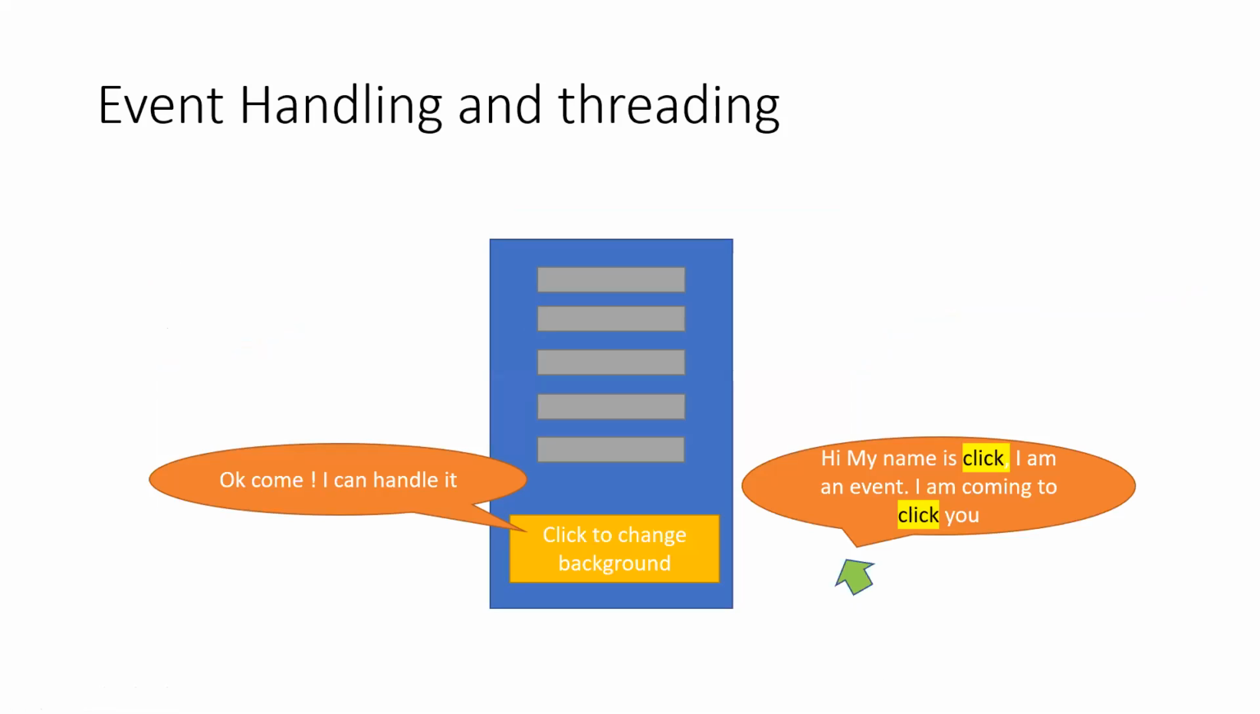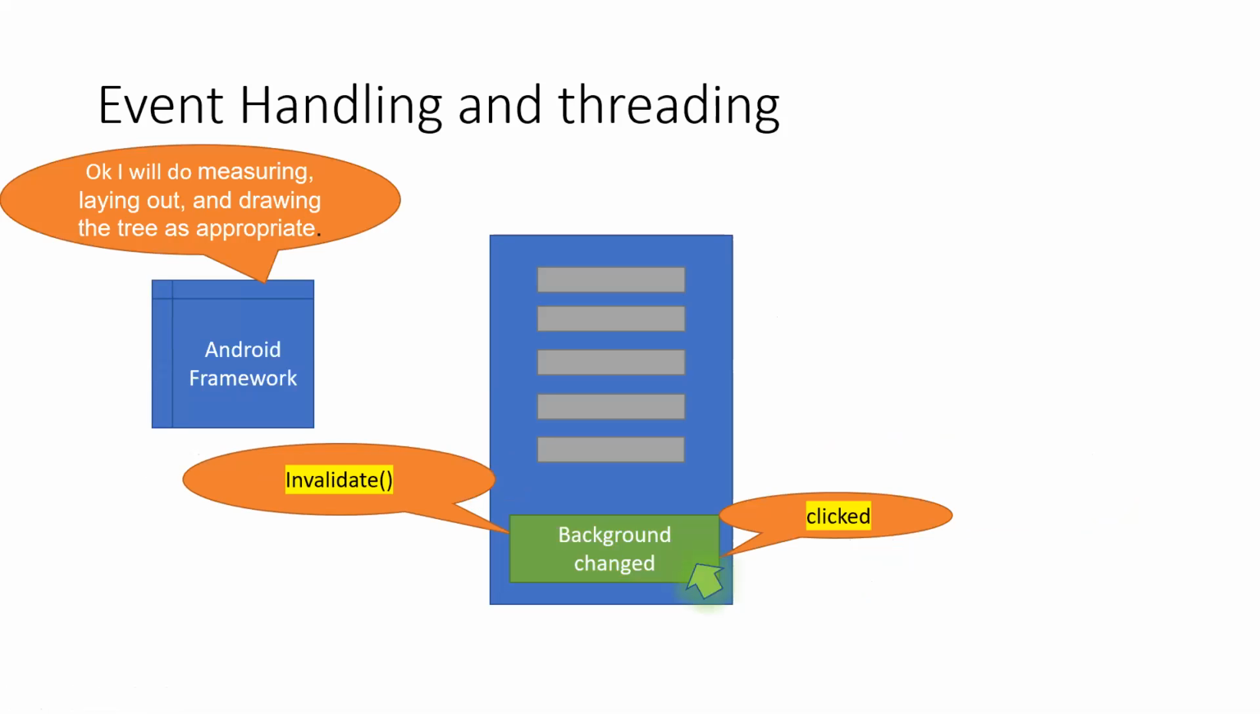Let's say you have associated some functionality to a button. Imagine a button is to be clicked and its background is to be changed. Again, the click event says, hi, my name is click and I'm an event, I'm coming to click you. The button says, come, I can handle it, I have a listener attached to it. The moment it is clicked, it will call invalidate. The invalidate function is responsible for things like the background changing.